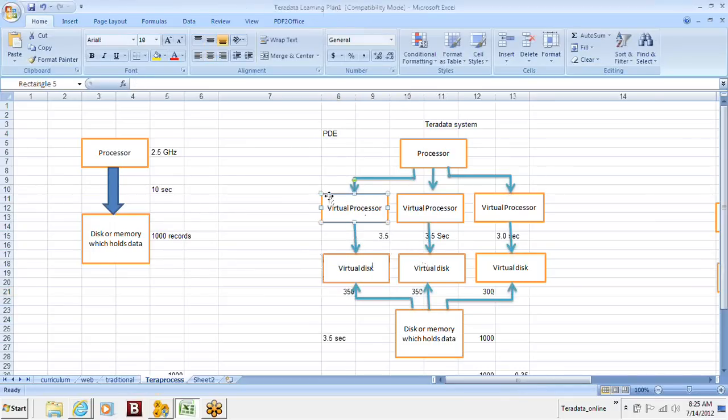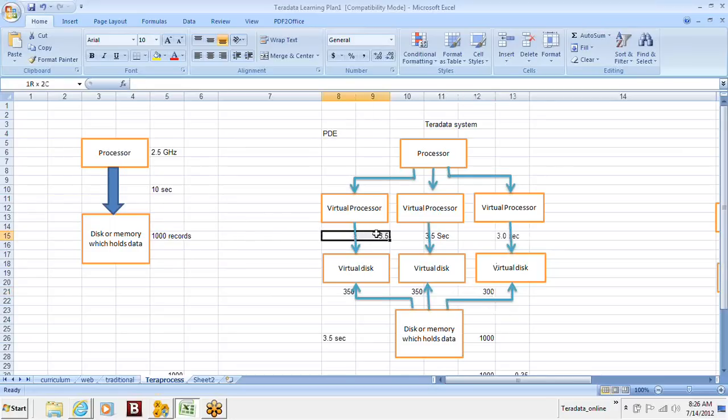So now, how much time would this virtual processor take to process the data in its own associated virtual disk? Compared to the traditional system, where 1000 records are processed within 10 seconds, as this virtual processor can do the same task with the same performance, to process the 350 records it would take 3.5 seconds. Similarly, the second virtual processor would also take 3.5 seconds, and the third virtual processor would take 3.0 seconds to process 300 records.